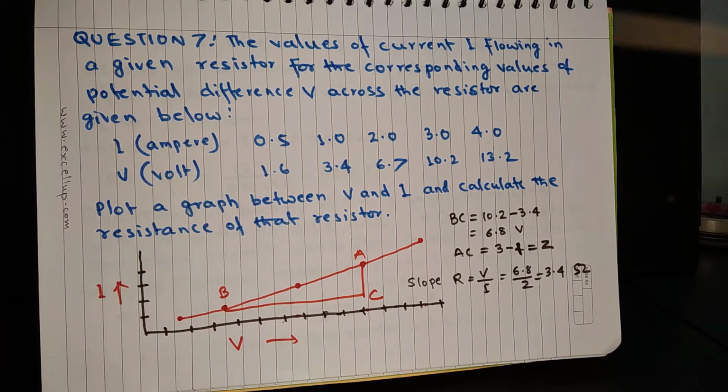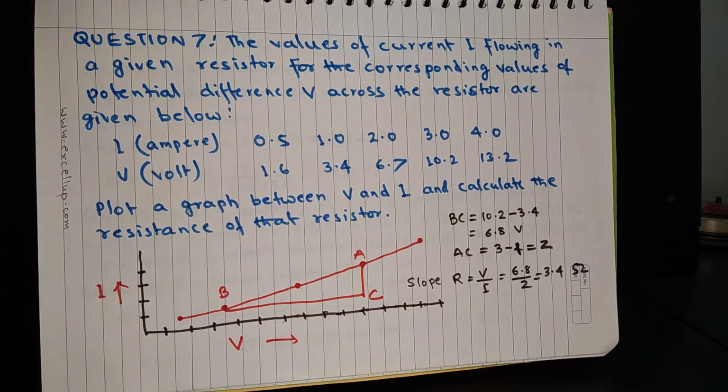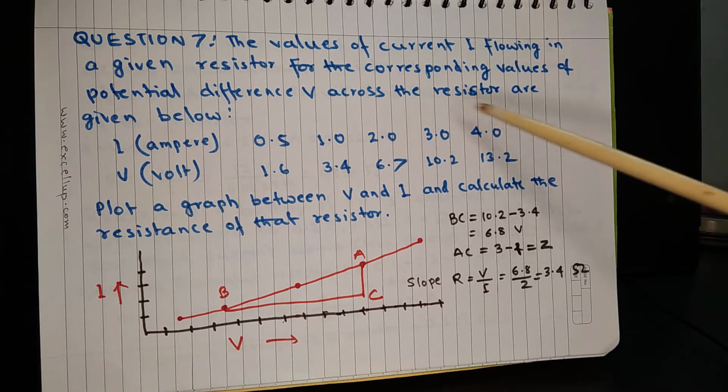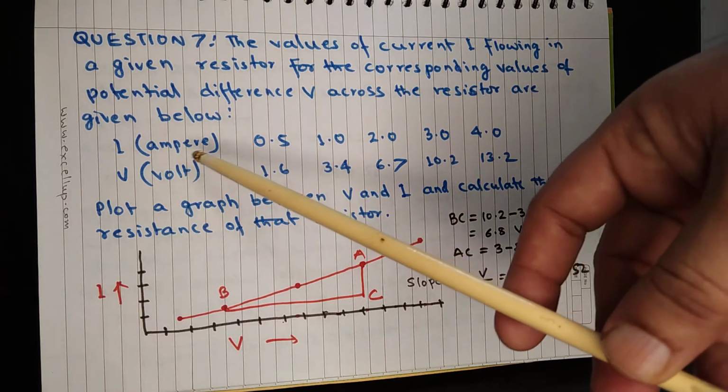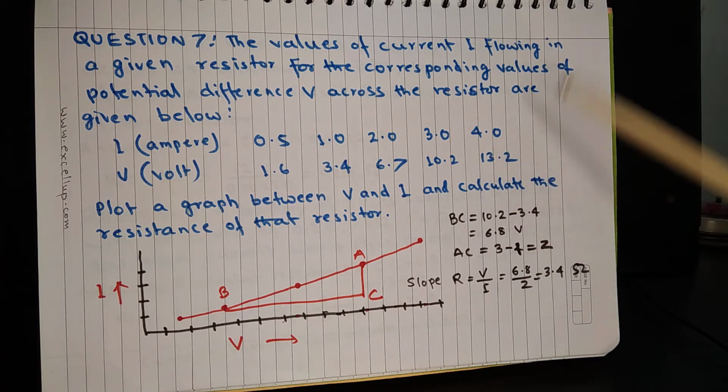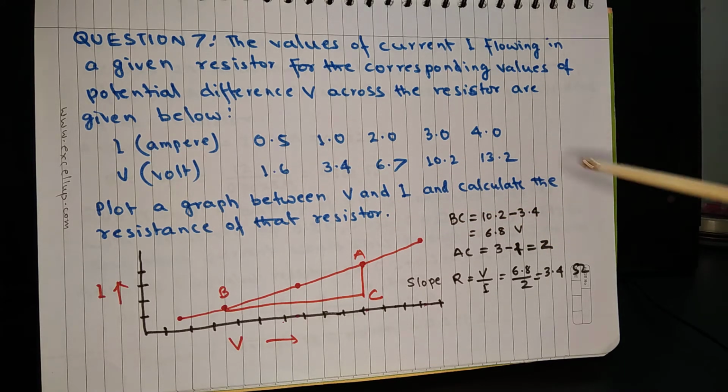The values of current I flowing in a given resistor for the corresponding values of potential difference V across the resistor are given below. This row shows the value of current I: 0.5, 1.0, 2.0, 3.0 and 4.0, and the next row shows potential difference: 1.6, 3.4, 6.7, 10.2 and 13.2. The question is, plot a graph between V and I and calculate the resistance of that resistor.